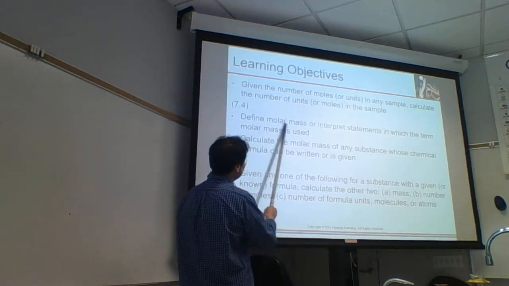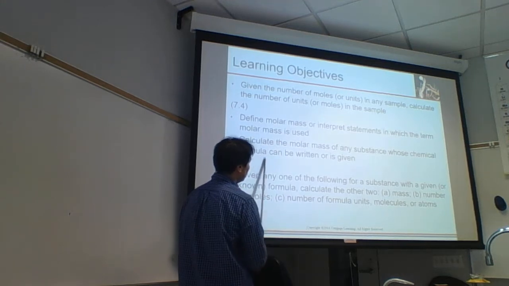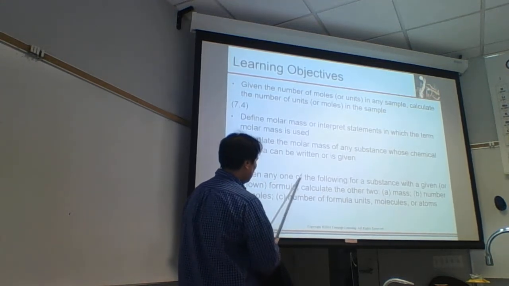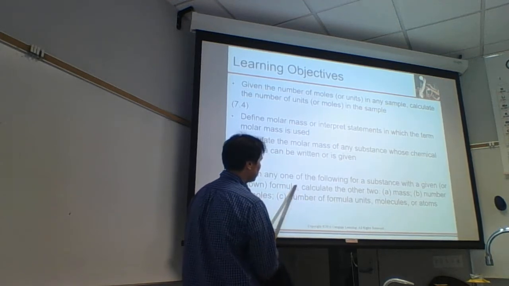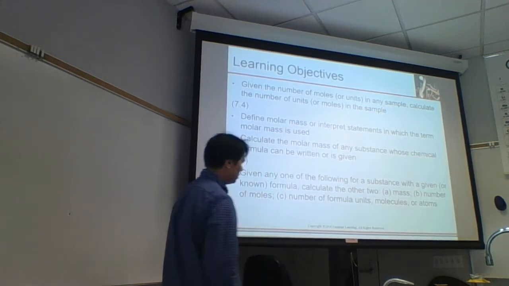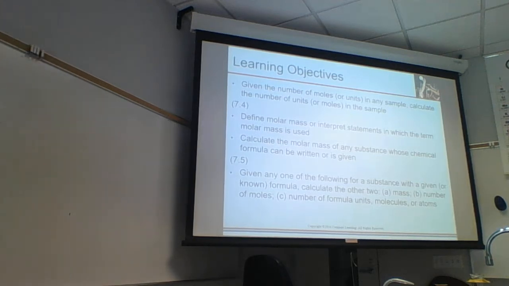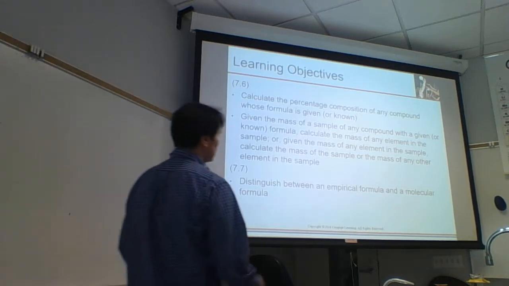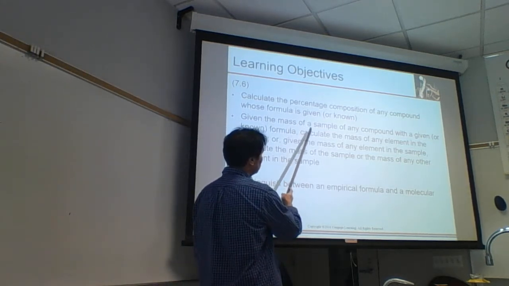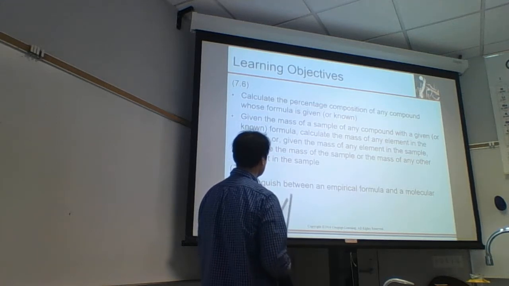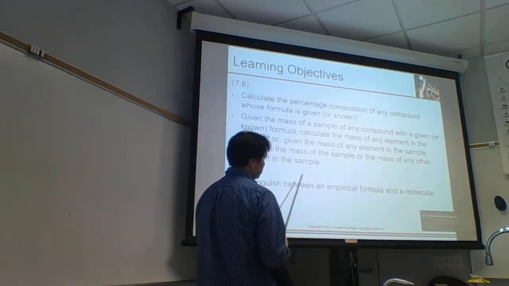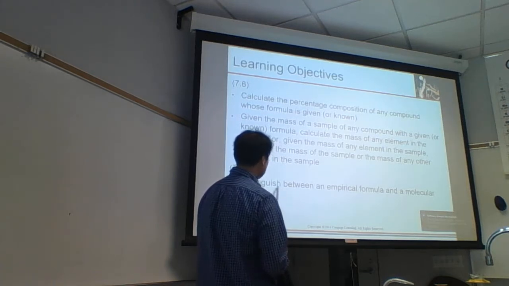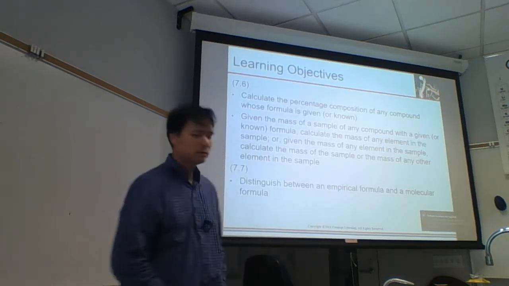All right, 7.4, define molar mass. We're going to be talking about what molar mass means. 7.5, we're going to be doing calculations using all these definitions and concepts. 7.6 talks about percent composition. When we talk about percent composition, we can talk about it in terms of atoms or mass, or dozens of atoms, or moles of atoms. We'll talk about that. Distinguish between an empirical formula and a molecular formula. We'll talk about that as well.